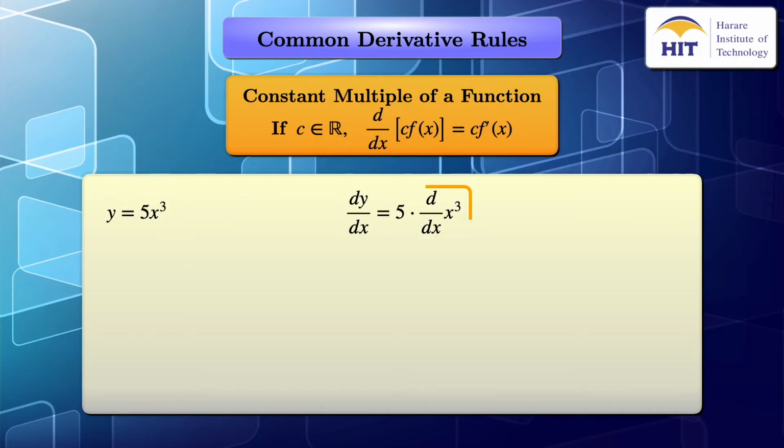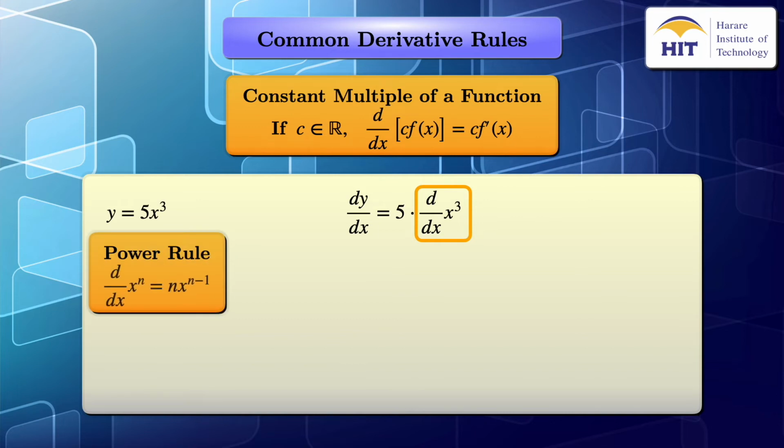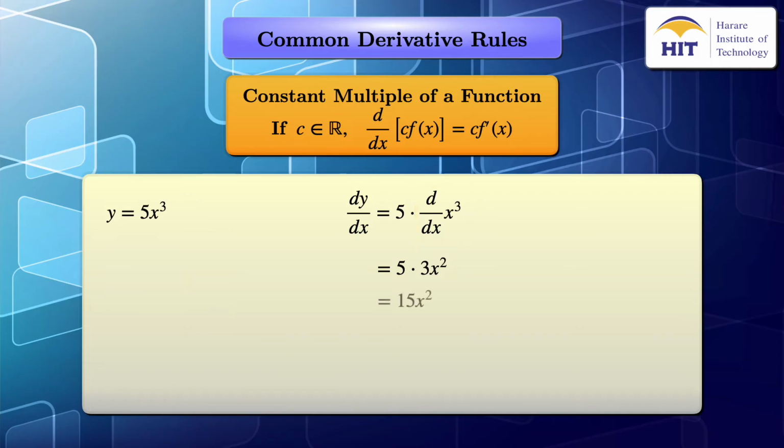Now when we are looking at this part here, the derivative of x cubed with respect to x, we evaluate it by using the power rule, which says that the derivative of x to the power n is equal to n multiplied by x to the power n minus 1. In this case, our n is 3, so 3 minus 1 gives us 2, and our expression becomes 5 multiplied by 3x squared. And 5 times 3 gives us 15, so our result is 15x squared.